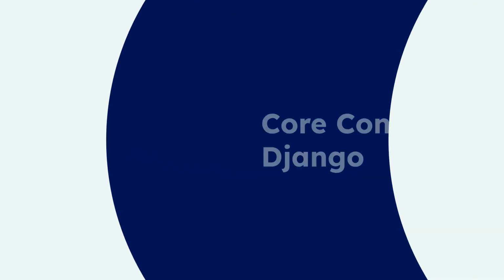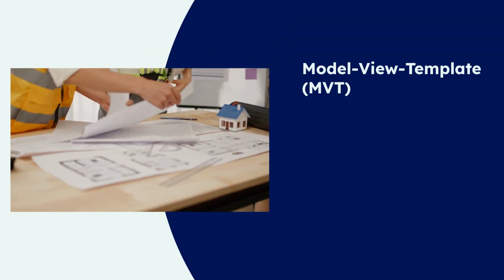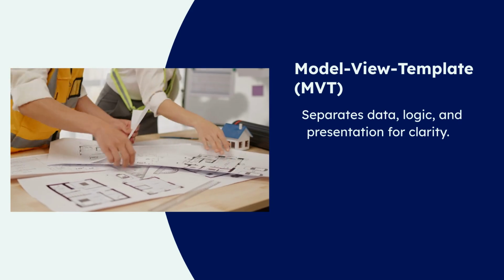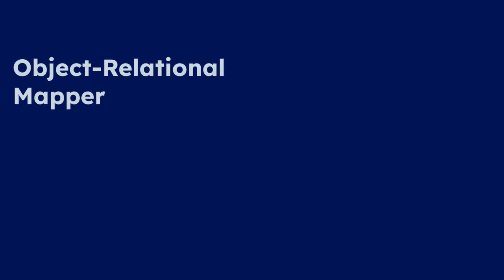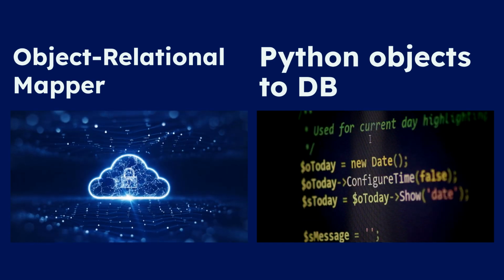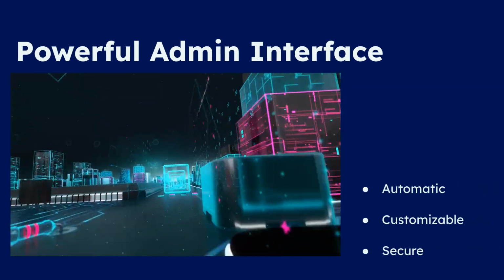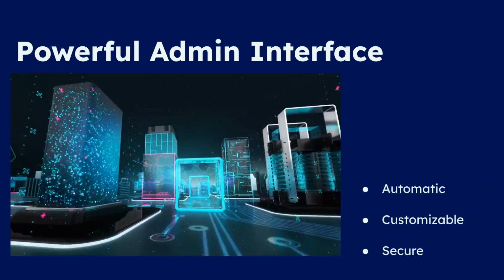Now let's break down some of the fundamental concepts that make Django tick. Django follows the Model View Template, or MVT, architectural pattern. One of Django's standout features is its powerful Object Relational Mapper, or ORM. Another incredibly useful component is the Django admin interface.